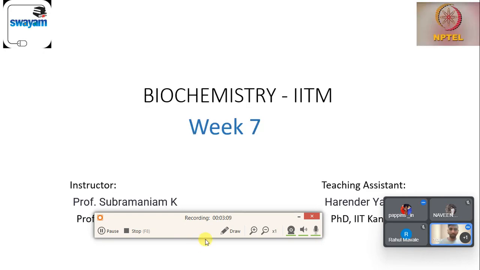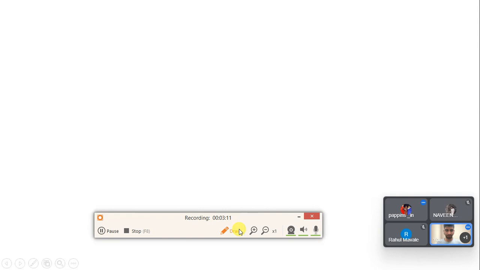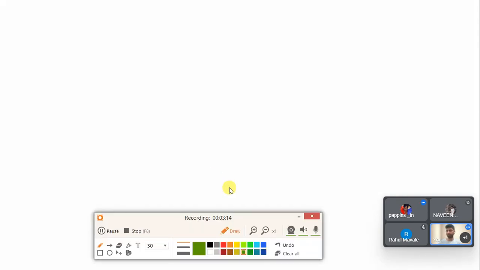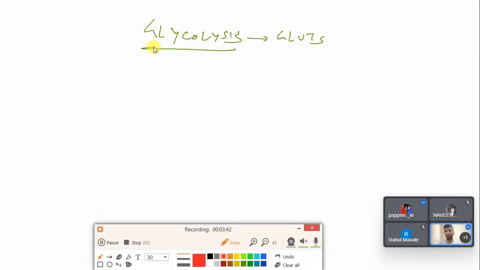So this is regarding the week 7 thing, the usual class. I'll continue what I taught yesterday. I hope you guys remember all the GLUTs and everything. We were learning about glycolysis. We have now covered all the GLUTs, the transporters of glucose into the cell. So now we will continue with that.